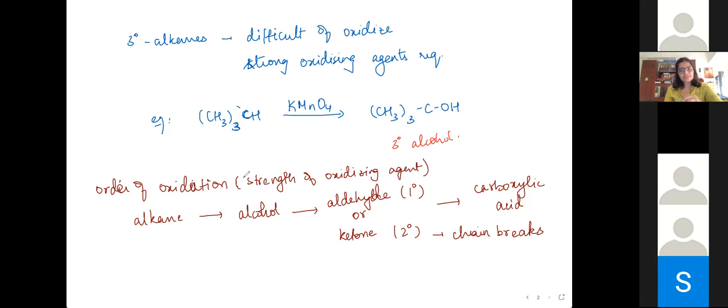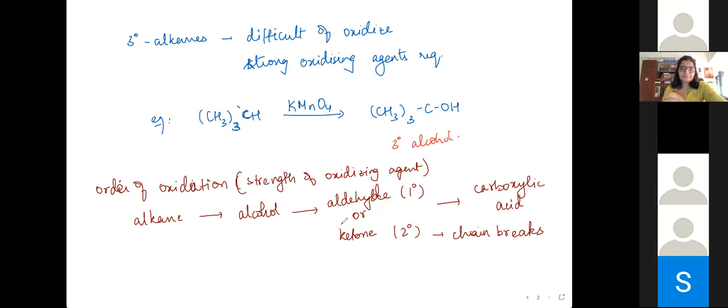So if you use a really weak oxidizing agent, alkane gets oxidized to alcohol. Then if you use a slightly stronger oxidizing agent, you get aldehyde or ketone. And then with a slightly stronger oxidizing agent, you get carboxylic acids. That's all it is.